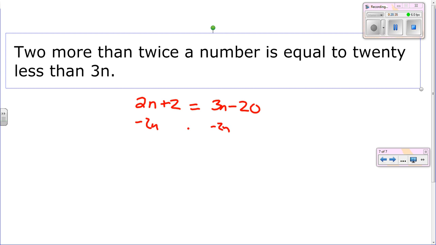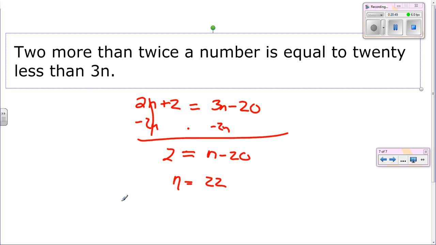Subtract 2n. 2 equals n minus 20. Add 20 to both sides. You get n equals 22. Now how would you graph n equals 22? Just go out to 22, and it's just a dot. Closed.